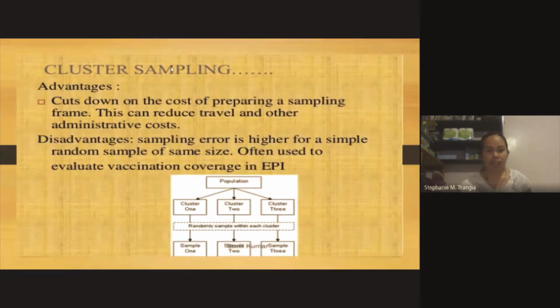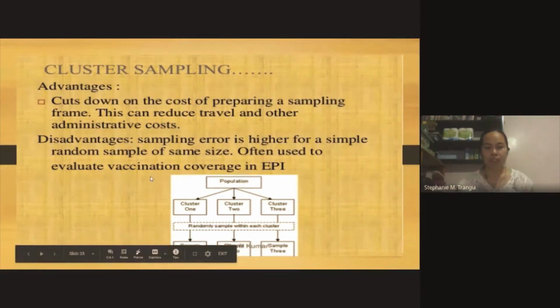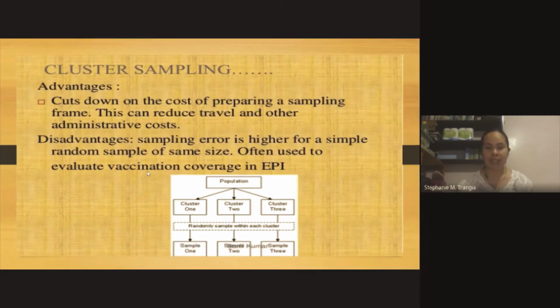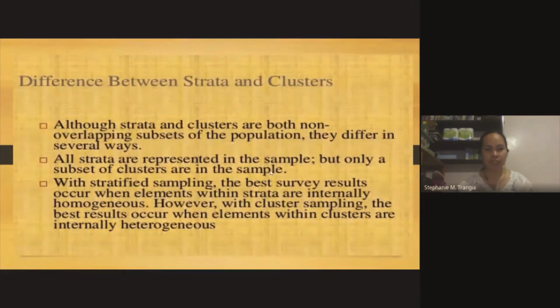So advantages, cuts down on the cost of preparing a sampling frame. So this can reduce travel and other administrative costs. Na naman, maka-reduce yung travel. If you are within barangay Kauswagan na, so reduce imong travel. Di na ka kailangan mo pag barangay Carmen, mo pag Lumbia, mo pag dili na. Because you are only within one barangay. Disadvantages is sampling error is higher for a simple random sample of same size. Often used to evaluate vaccination coverage in EPI. So, muna siya. Hindi na ko yung na-discuss.